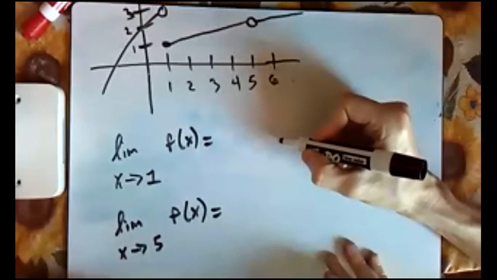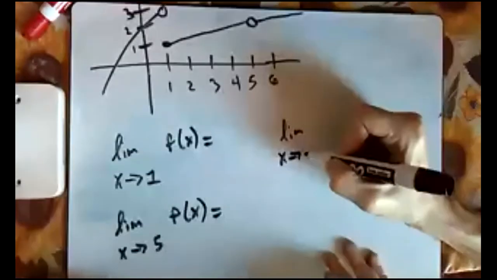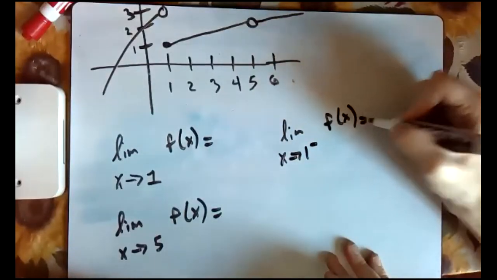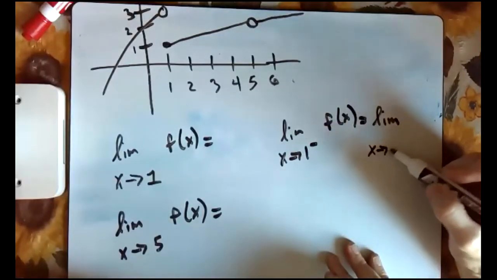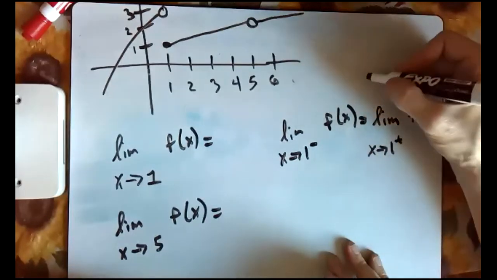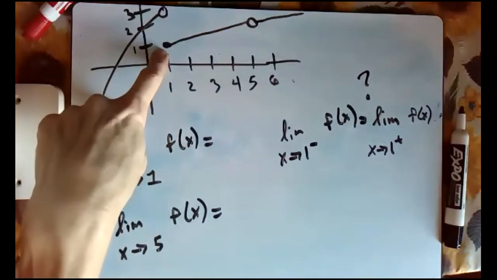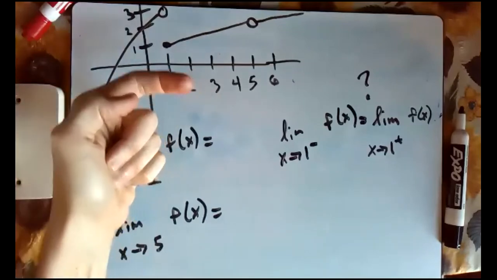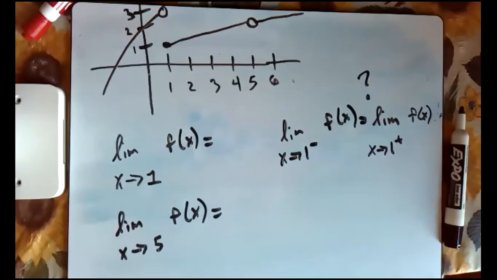So what you're asking yourself is, does the limit as x approaches 1 from the left-hand side of f of x equal the limit as x approaches 1 from the right side of f of x? That's what we're trying to see right here. So remember, the y value has to be the same as you approach that particular x value from the left and from the right.